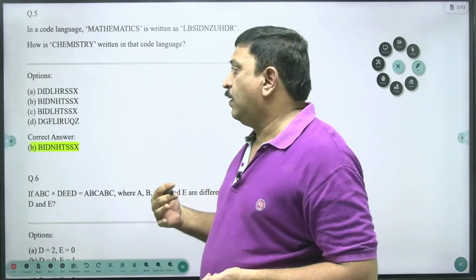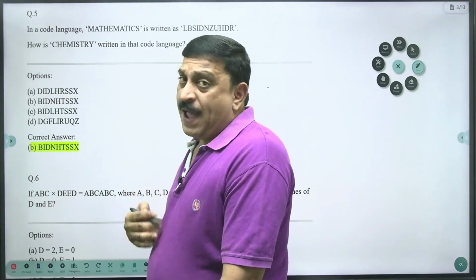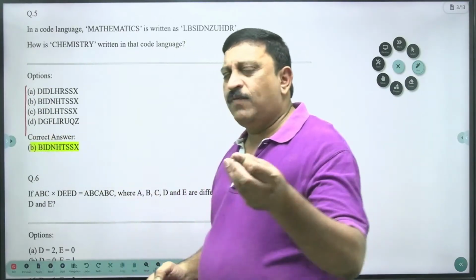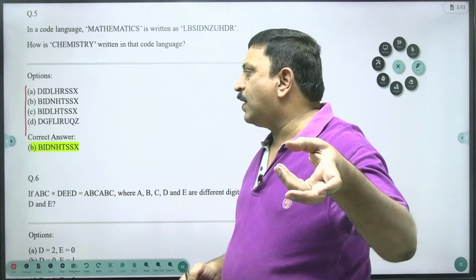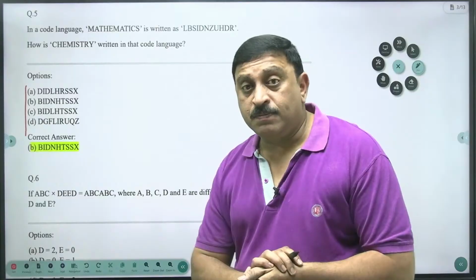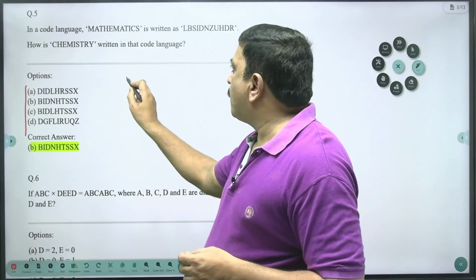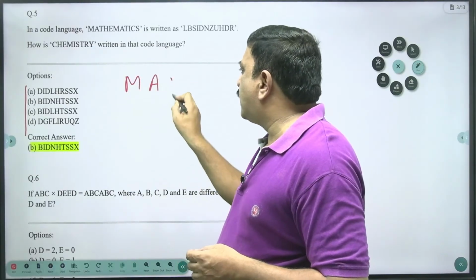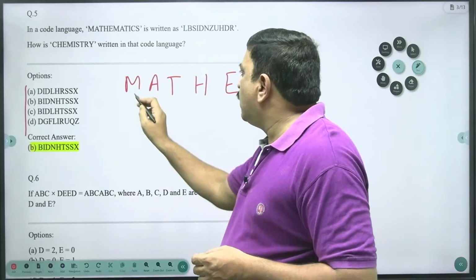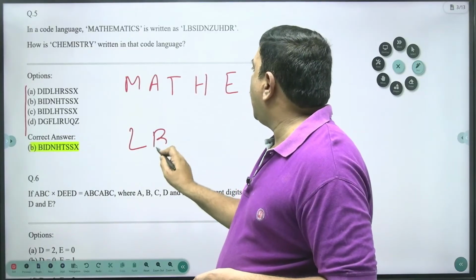But as we are not going to the bank POs, bank exams, where you'll have 5 options, here since 4 options are there, we can make some elimination methods. So mathematics, I'll go with the first 5 letters so that I can make the logic like this. Mathematics, right? And LB, SID, right?